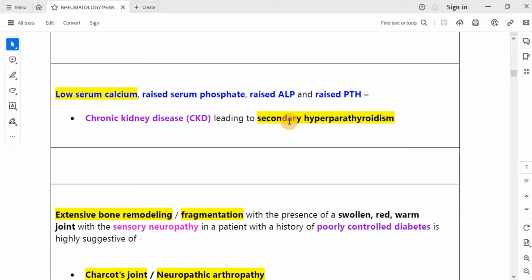And primary hyperparathyroidism will never have the renal impairment. If there is renal impairment, then primary is excluded.